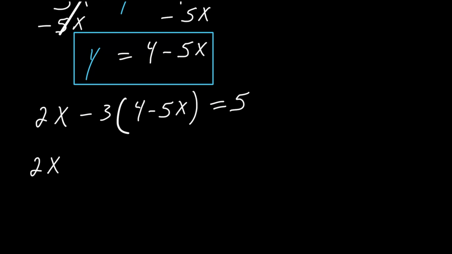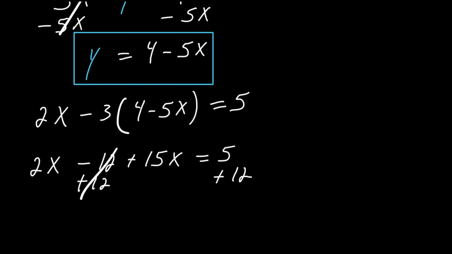So we would write 2x, and negative 3 times 4 is going to be negative 12. Negative 3 times negative 5x is going to be positive 15x, so plus 15x. And then we've got equals 5. Now again, we want to get all the variables on the left-hand side and all the plain numbers on the right-hand side. So over here I see a negative 12. To get it out of here, I need to add 12. So let's go plus 12 and plus 12.